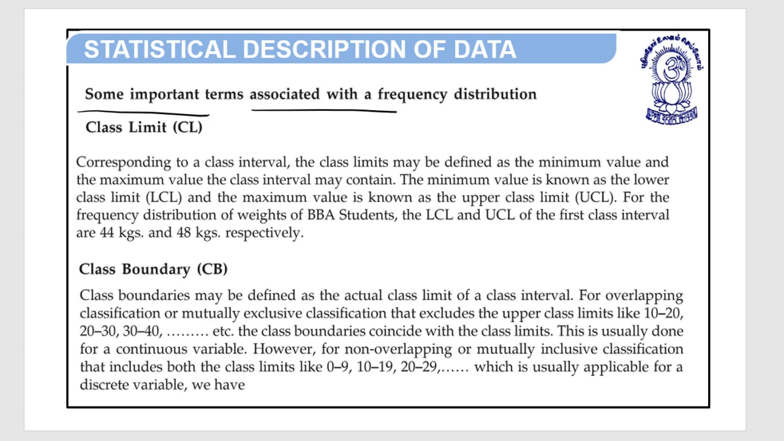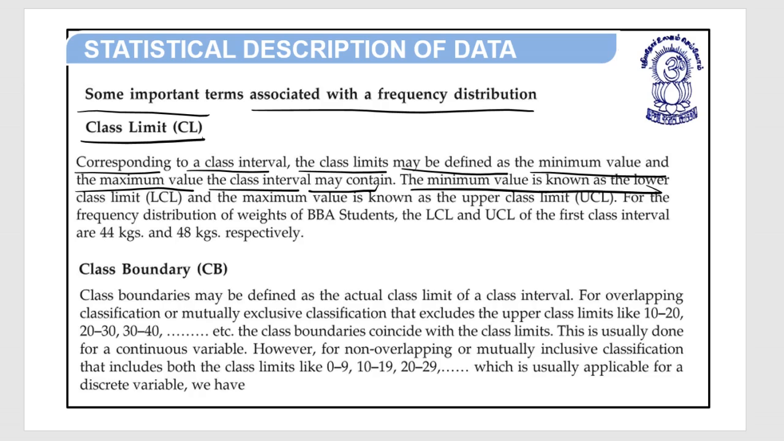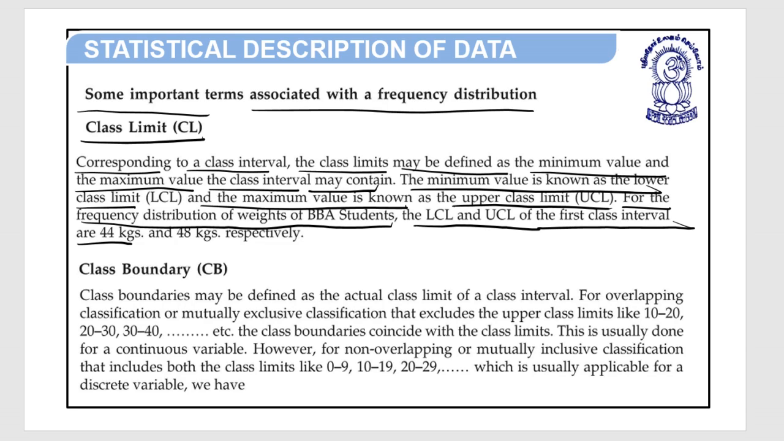Some important terms associated with a frequency distribution. Class limit, CL. Corresponding to a class interval, the class limit may be defined as the minimum value and the maximum value the class interval may contain. The minimum value is known as the lower class limit and the maximum value is known as the upper class limit. For the frequency distribution of weights of BBA students, the lower class limit and upper class limit of the first class interval are 44 kgs and 48 kgs respectively.